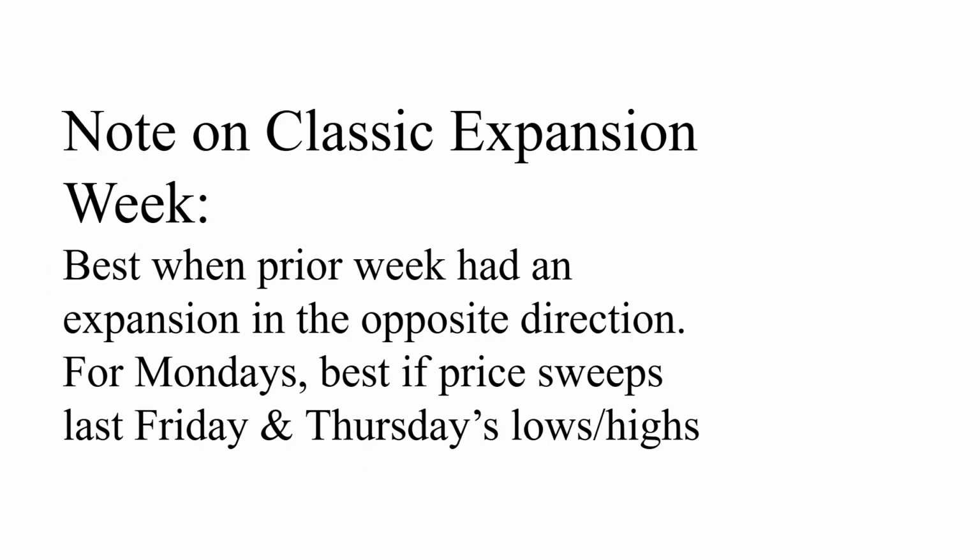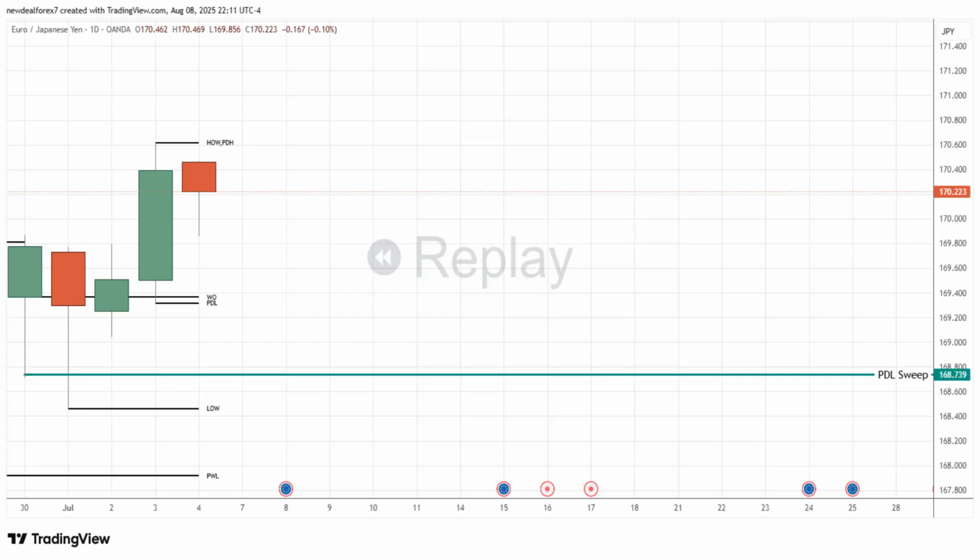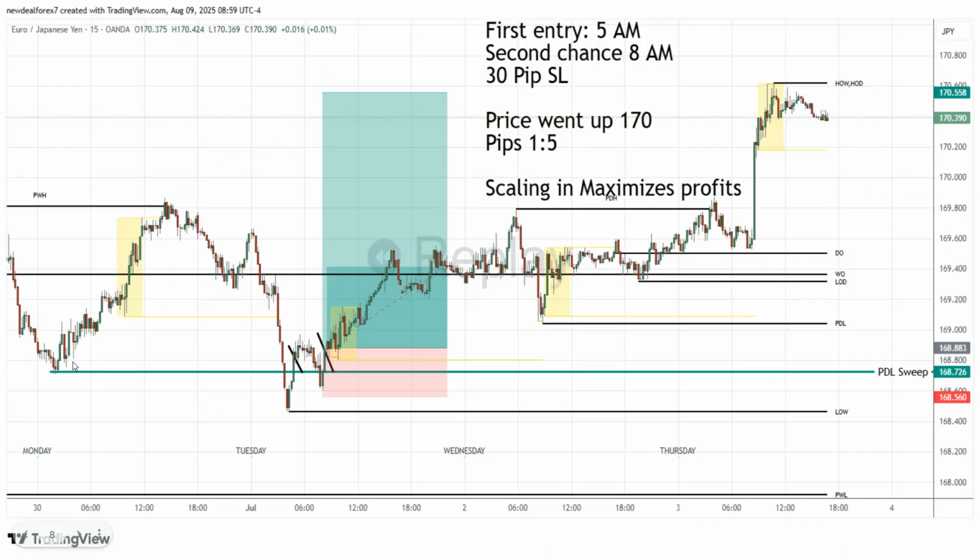Here's the first example, with the classic expansion week. This is a bullish example. This is the daily chart. This is Monday, Tuesday, Wednesday, Thursday, and we don't expect much on Friday. We see how Tuesday goes below Monday's low and closes all the way up here above the low of Monday. This is our entry window right here. Let's see now, because we always want to enter around the low of the prior day. Let's see how this looks.